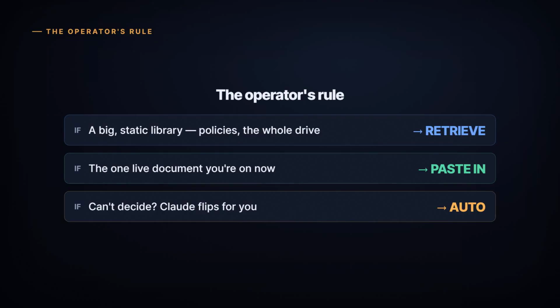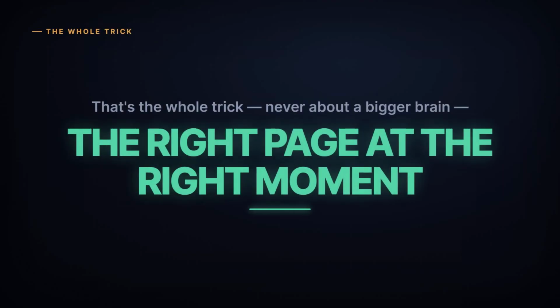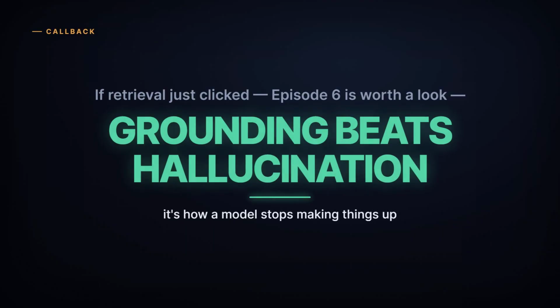And the living proof that this is the right line is sitting inside Claude, which draws that exact line for you automatically the second your files get too big to hold. That's the whole trick. It was never about a bigger brain, it was about giving the model the right page at the right moment. And if this is where retrieval finally clicked, Episode 6 is worth a look on your way out. Grounding is the strongest defense against hallucination.